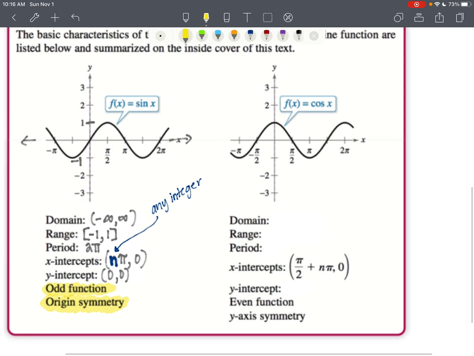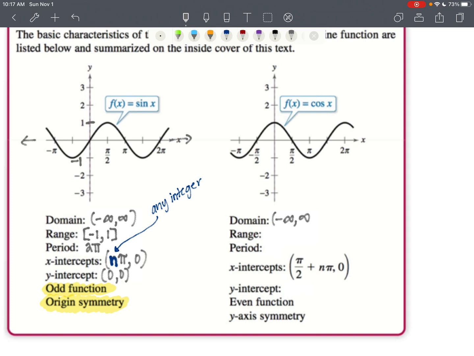Now the domain for the cosine curve, which is the same as the sine curve, it's just translated, is also negative infinity to positive infinity. It will go to the left forever. It will go to the right forever. The range is the same. It goes as low as -1 to as high as +1. And the period is 2 pi. But its x-intercepts are going to be at all the pi over 2's.